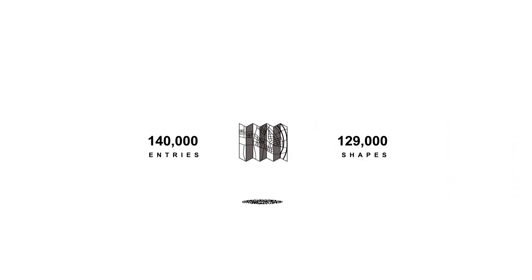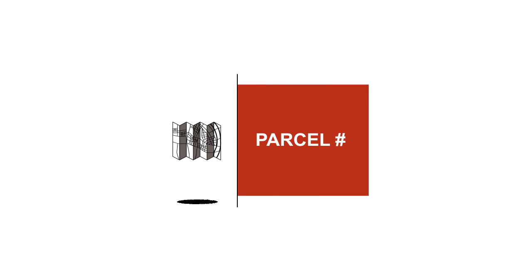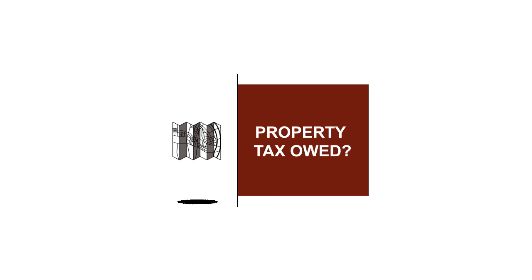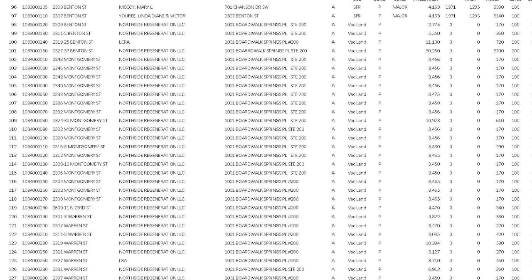So we had to simplify, which meant eliminating the data we didn't need and representing the data we did need more efficiently. We pared down the data file to just 4 pieces of information: the parcel number, an ID representing the corresponding shape on the map, whether or not the property taxes were owed, and if the parcel was owned by Northside Regeneration. The last part was a little more difficult than it should have been, because Northside Regeneration LLC was spelled 30 different ways in the city's records.